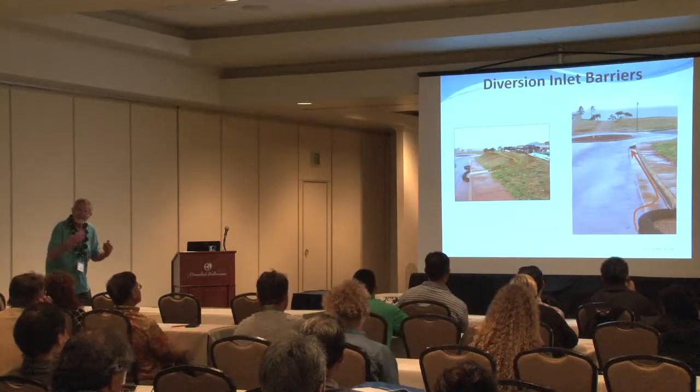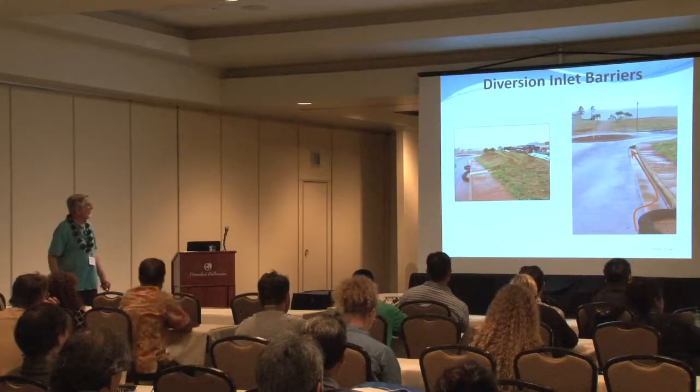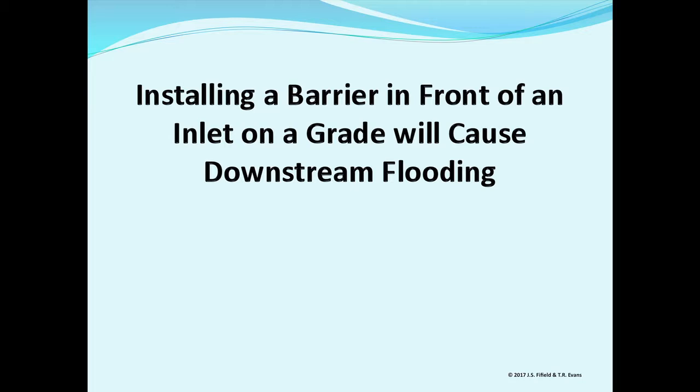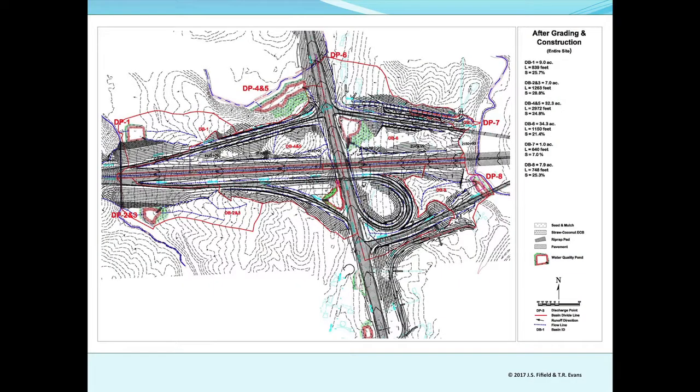But those are the things that you as designers have got to be careful of. Be aware of all these limitations. Because if you put a barrier in front of any inlet on a grade, your first thing you're doing is setting up flooding downstream. And nobody likes flooding. Let's take a large scale perimeter control on here. How about a little bit of an intersection? And where are we going to have sediments in here?